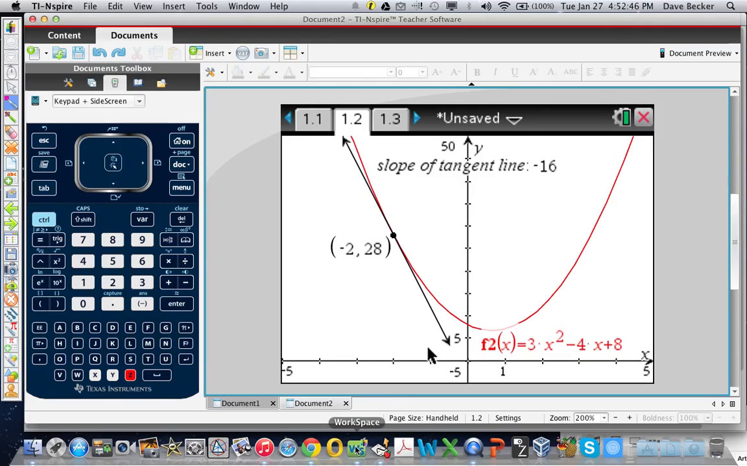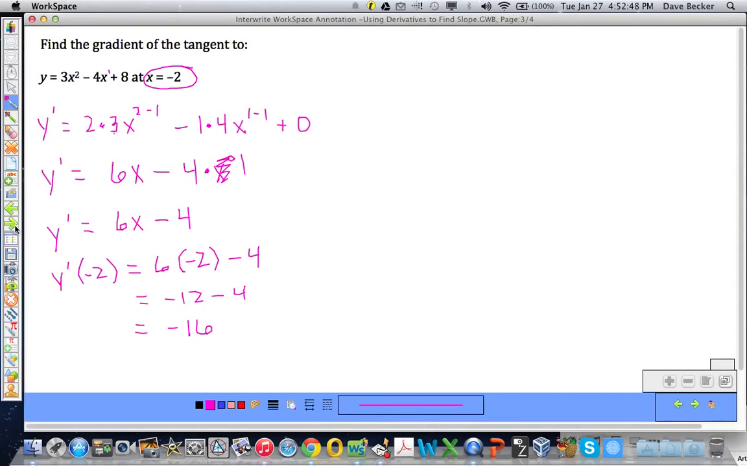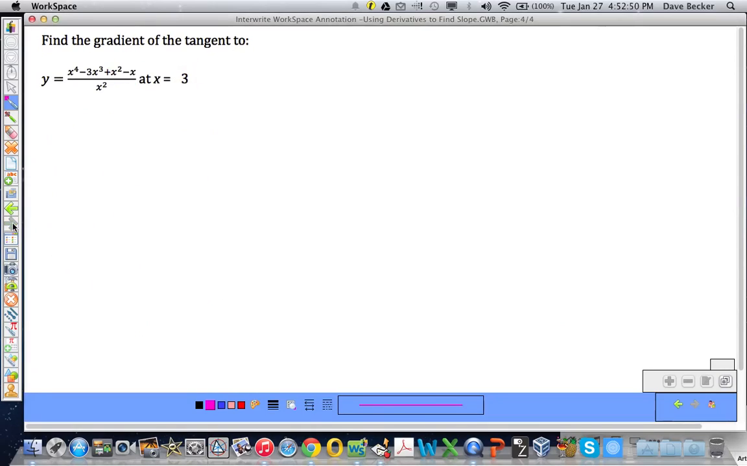Okay. All right, last example coming up. It's a bit of a funky one. Okay, so y equals x to the fourth minus 3x cubed plus x squared minus x over x squared at x equals 3. Well, I need to take the derivative, but I need to simplify this first.